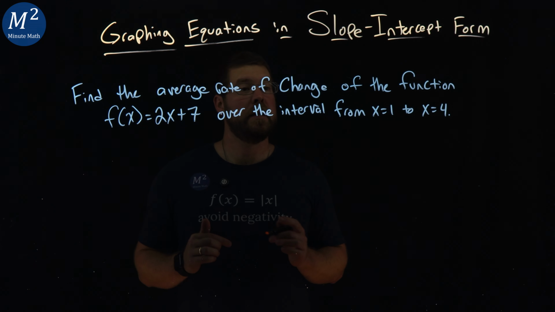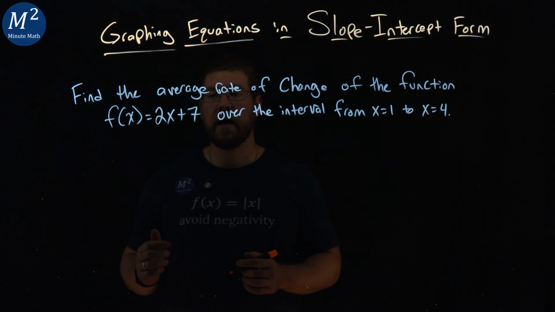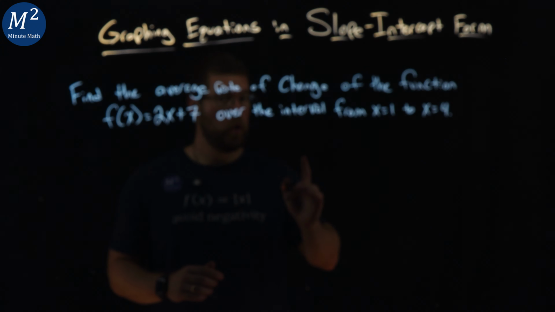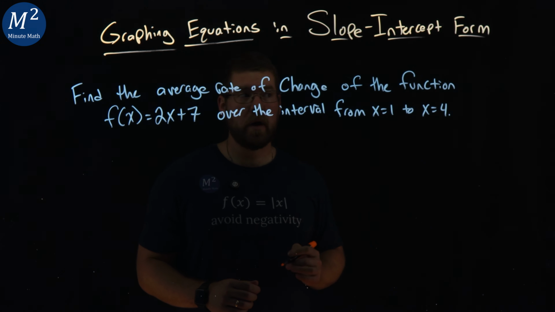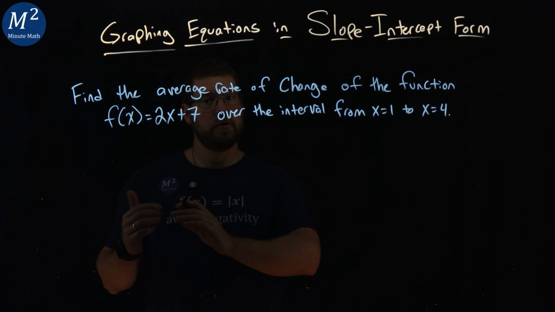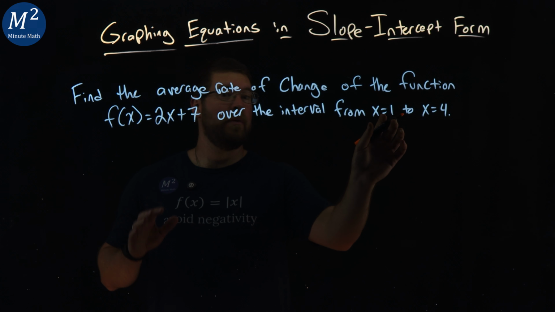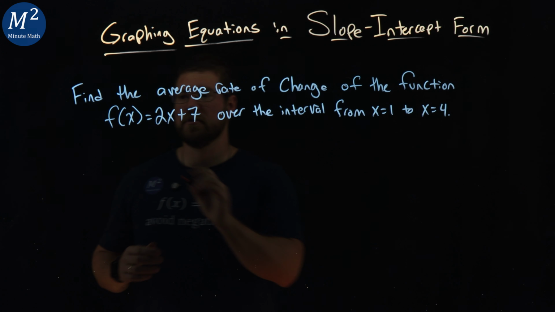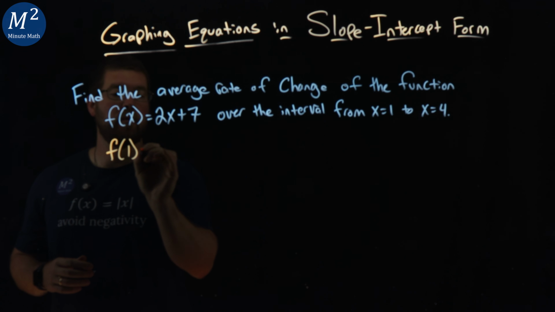Find the average rate of change of the function f of x equals 2x plus 7 over the interval from x equals 1 to x equals 4. So what we first want to do is find our values when x equals 1 and x equals 4. So f of 1 and f of 4.